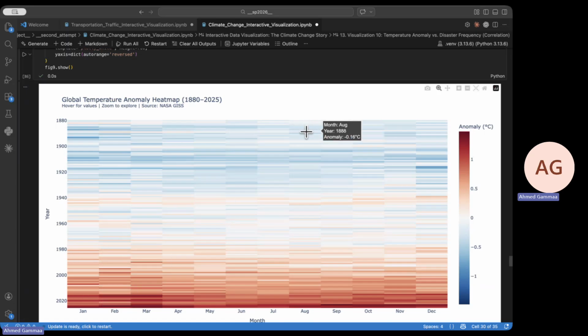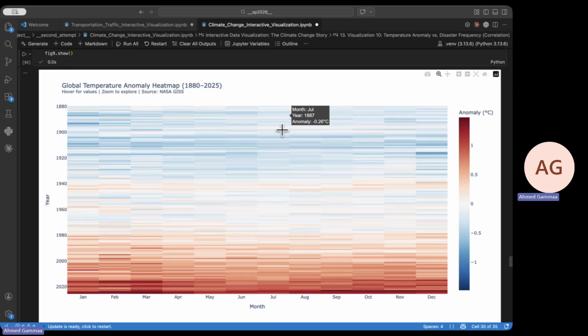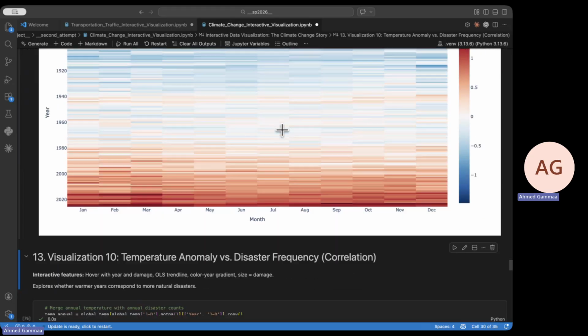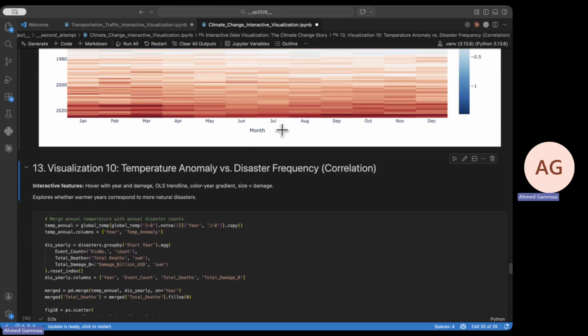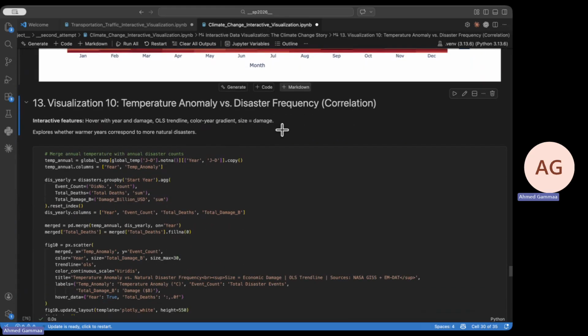And if I hover over any of the years, any of the months, it gives the average monthly temperature in that specific year. And this is interesting. Imagine you read a whole data frame in front of you by using this simple heat map.